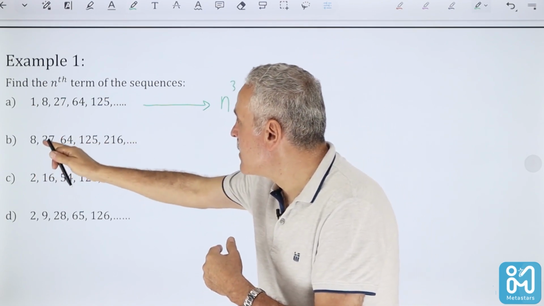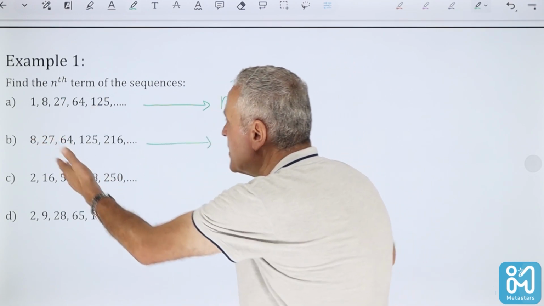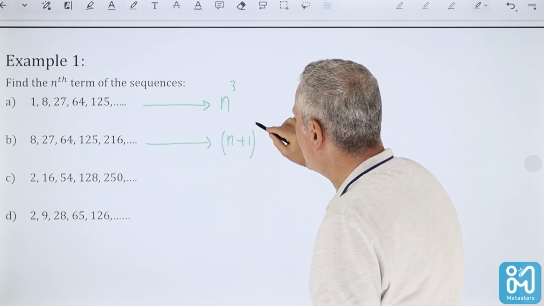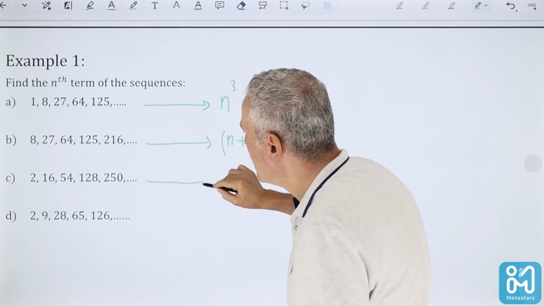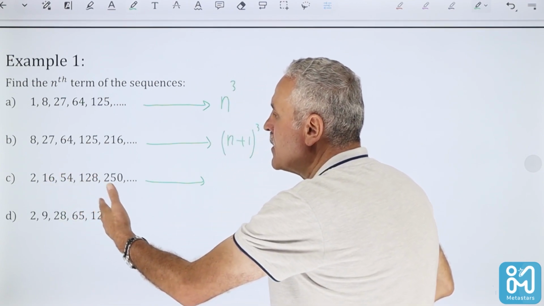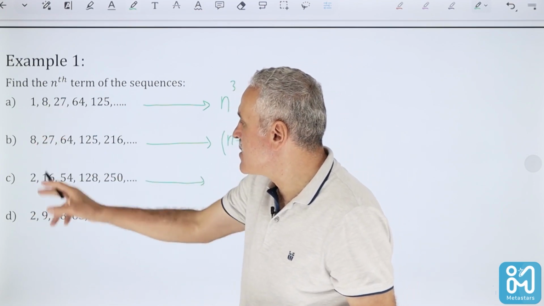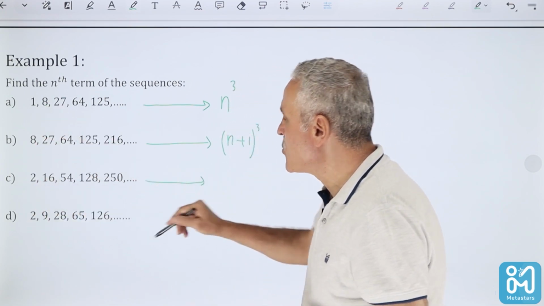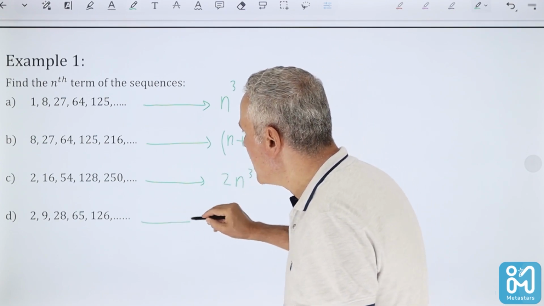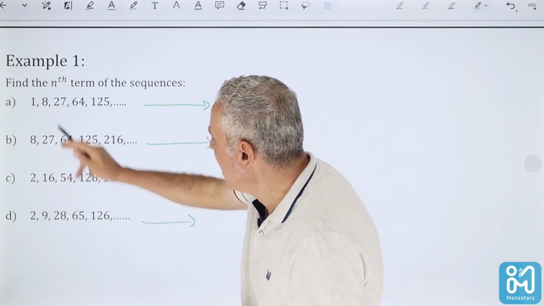And as for this one here, it's the same as the cube numbers, but it starts from 8, so 1 is removed. So we would say that is n plus 1. We just replace n by n plus 1, cubed. For this one here, we check these differences and so on. You may notice that these are just double of these right here, especially if they come in the same equation. So that is 2n cubed. This one right here, one is added to each value of the cube.